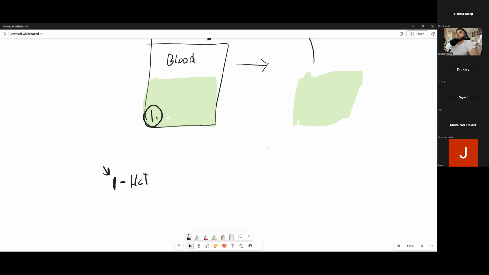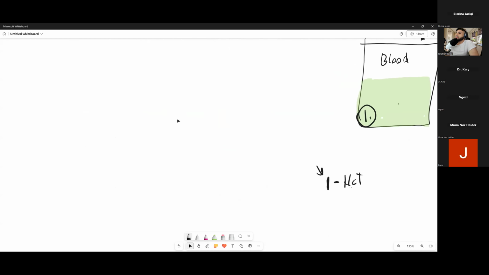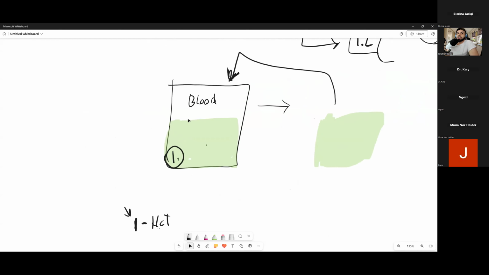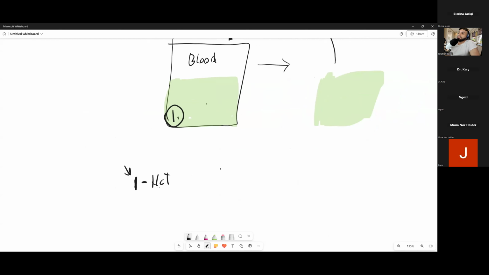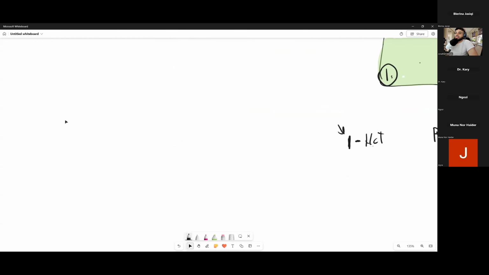Let me put in an equation here and we'll solve it real quick. The formula for this kind of equation is like this. You're trying to solve for renal blood flow. In order to solve for that, you have to do renal plasma flow divided by 1 minus hematocrit. Remember, on the bottom, you're just trying to get your blood to look a lot like the renal plasma, and then you do this division. That's all you're doing in this equation. So let's take a look at it.